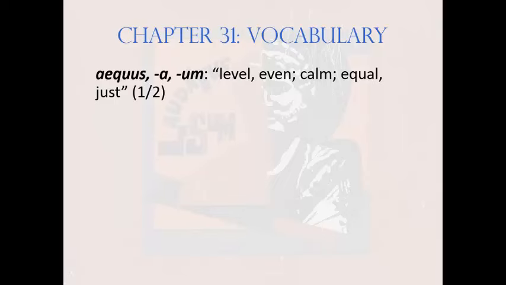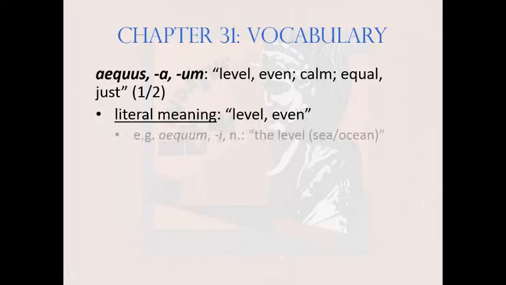It's a first-second declension adjective. Literally, it means level or even, a definition that can be applied to anything horizontally stable or balanced, even the ocean. Indeed, the Romans sometimes called the sea the aequum, the level thing, when of course it was being that way. Other times they used less positive language.